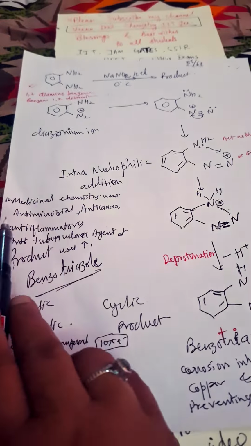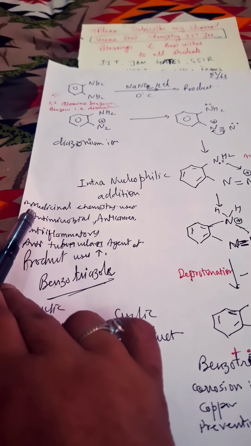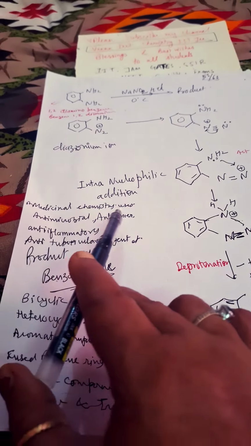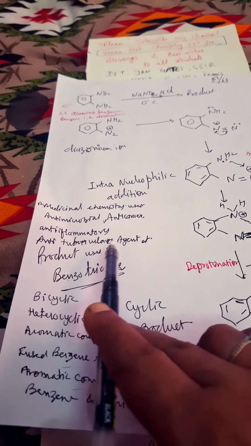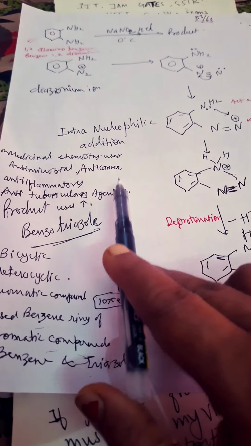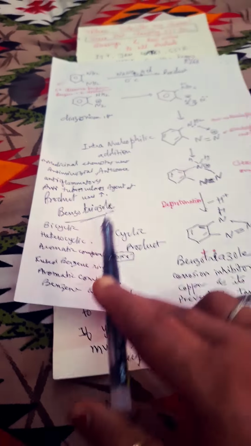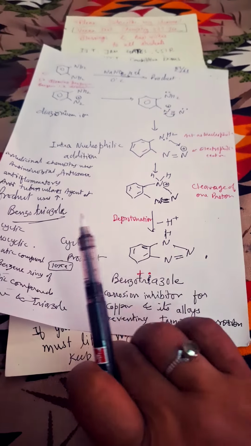uses are there. It cures cancer, it cures TB, so we can say that it is an antimicrobial, anti-cancerous, anti-inflammatory, anti-tubercular agent. Means it can cure TB, as well as cancer, and as well as it is used as a corrosion inhibitor.